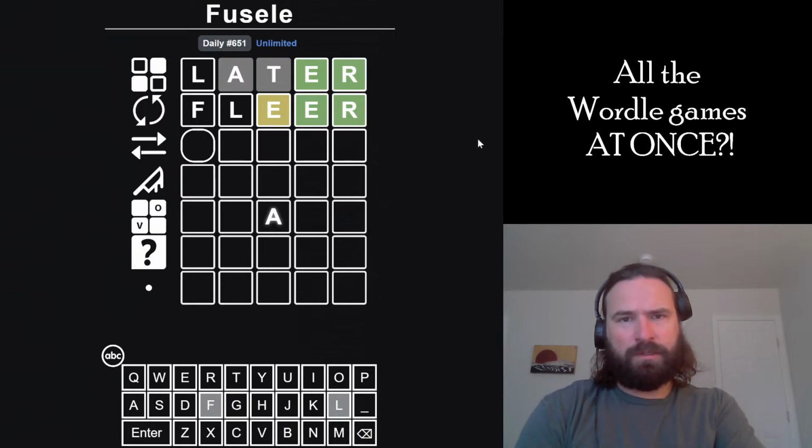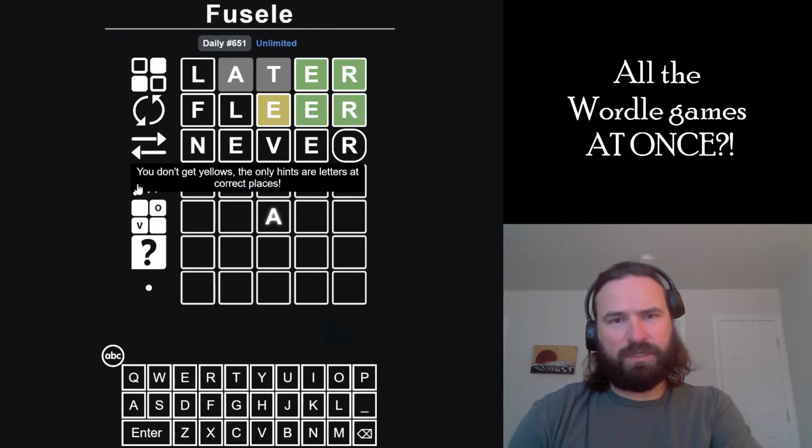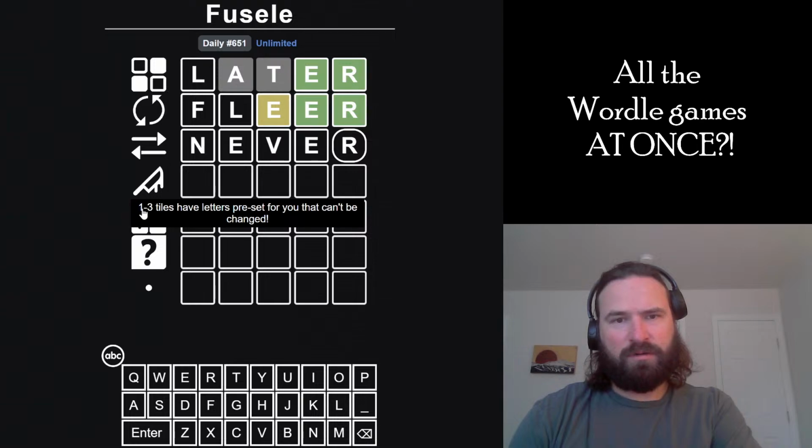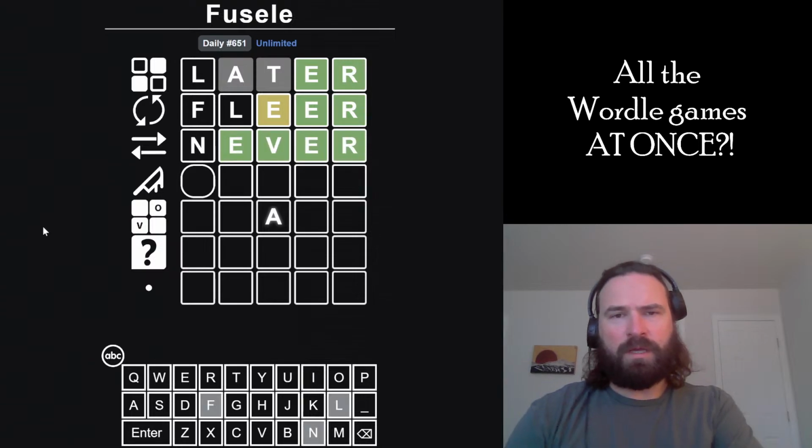So I might just do Ember. I think that could be the answer. Never, newer. That's probably scarier, those types of words. I'm going to go never. So what are our next few rule sets? You don't get yellows. Only hints that are in the right places. Okay. All right. Okay.